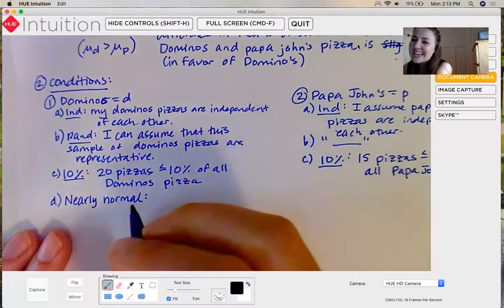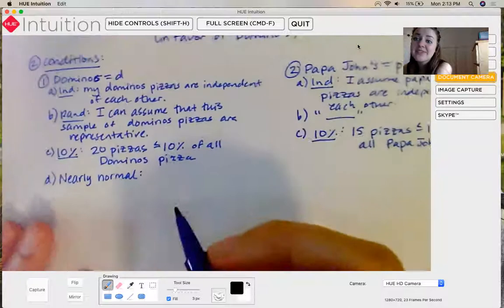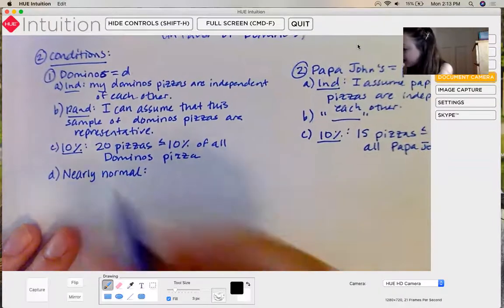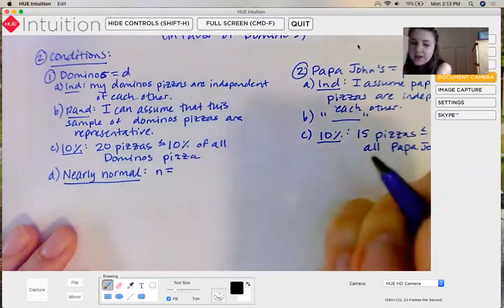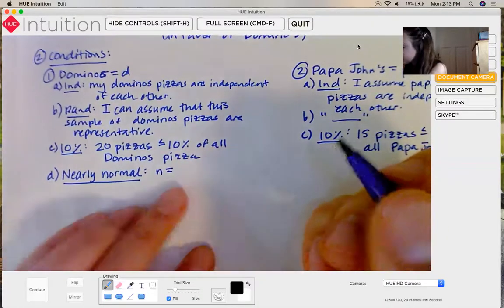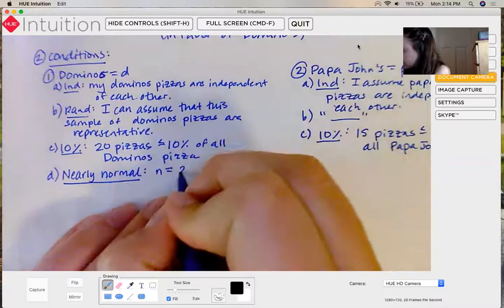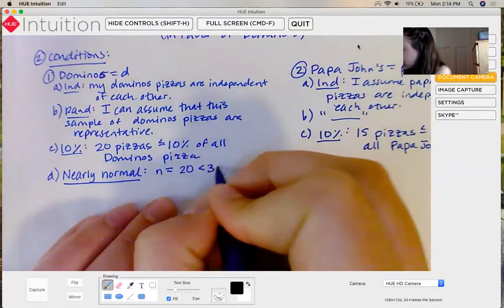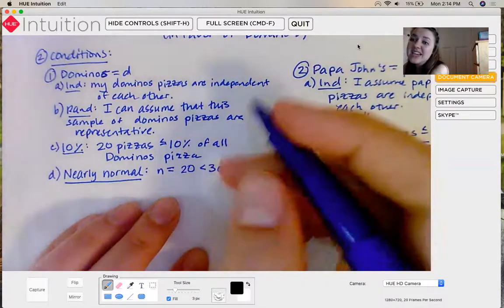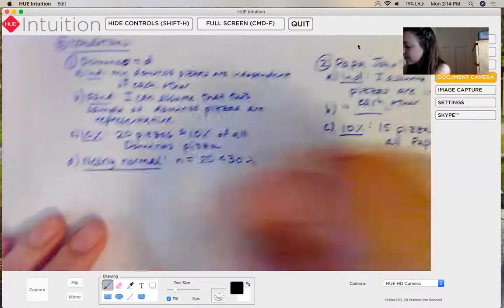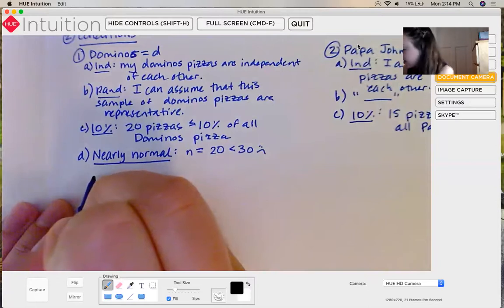Because my two sample sizes here are actually less than 30, I'm gonna have to do something a little bit trickier. So my nearly normal condition would actually tell me that the sample size, n, okay, is 20, which is less than 30. Sad face. What that means is that I need to sneak a look at a box plot. So I'm gonna go ahead and put in a box plot here.